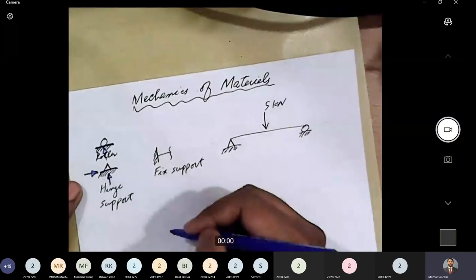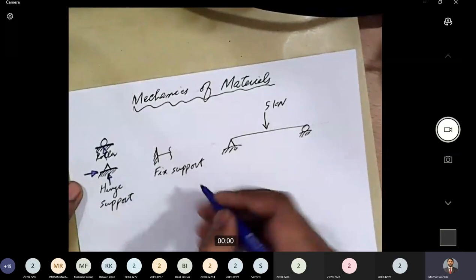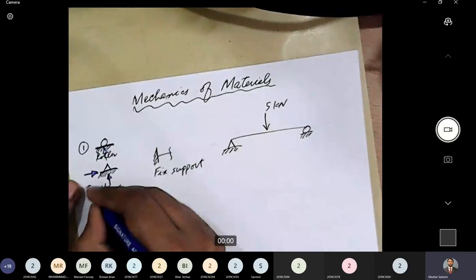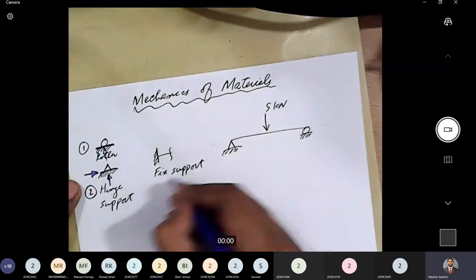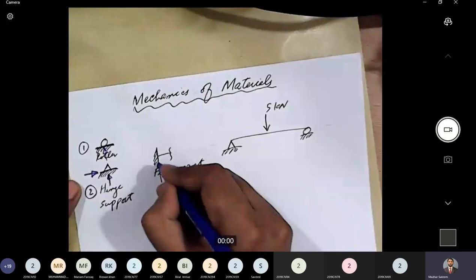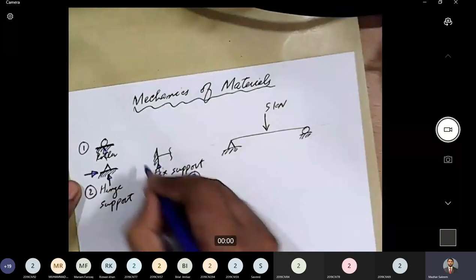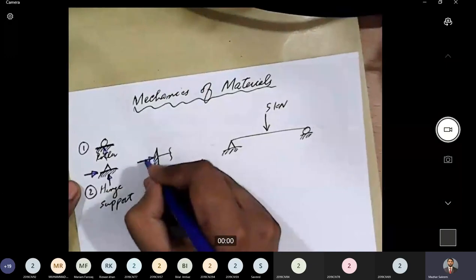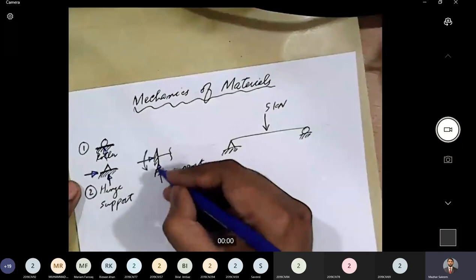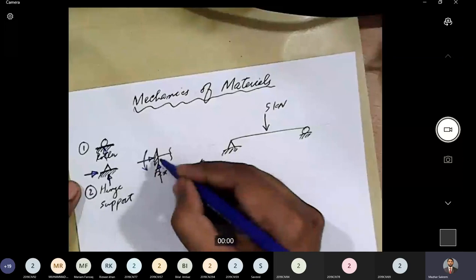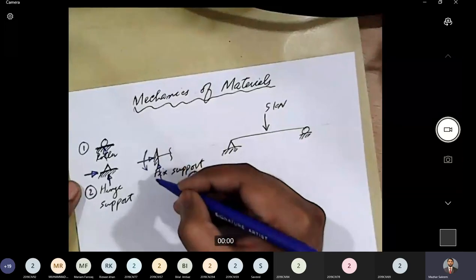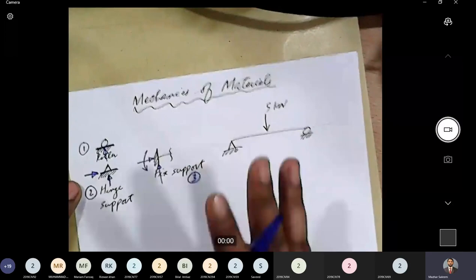And then we have fixed support. Fixed support can generate three reactions. So one reaction, two reactions, and three reactions. One is vertical, one is horizontal, and one is a moment. So it is parallel to the supporting surface, perpendicular to the supporting surface, and it can resist a moment as well. These are three different types of supports.